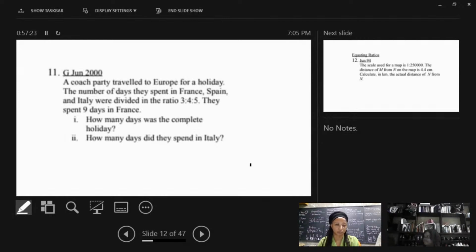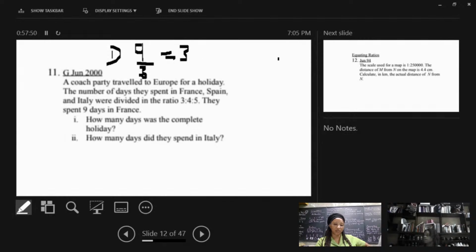They spent 9 days in France. So 3 is equal to 9, which means 1 is equal to 3. Right, so 9 divided by 3. So the unit value of the ratio is 3.